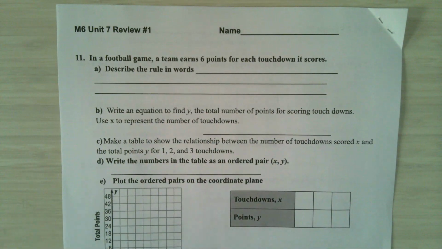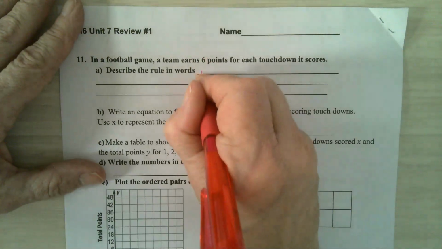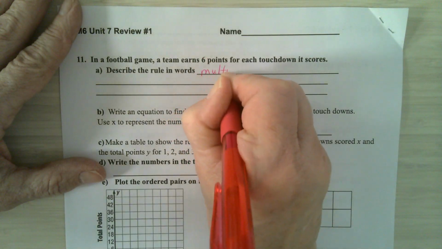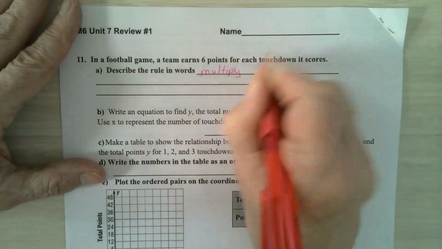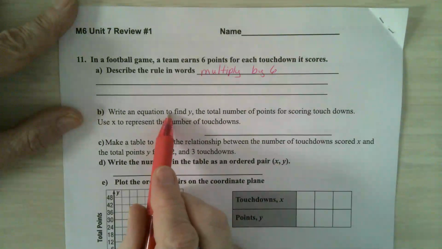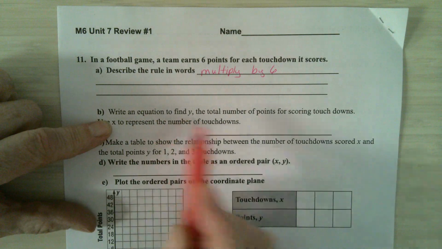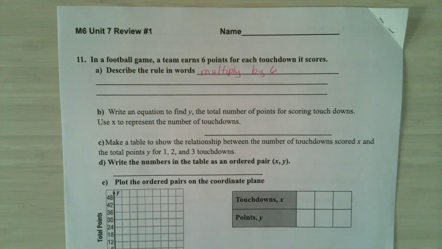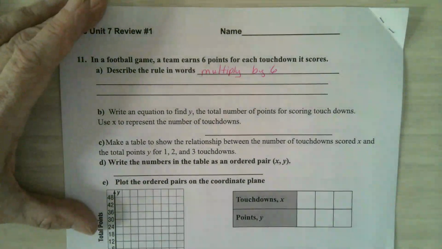In a football game, a team earns 6 points for each touchdown it scores. Describe the rule in words. What do you do for each touchdown? Multiply by 6. All right. Write an equation to find Y, the total number of points for scoring touchdowns. Use X to represent the number of touchdowns.